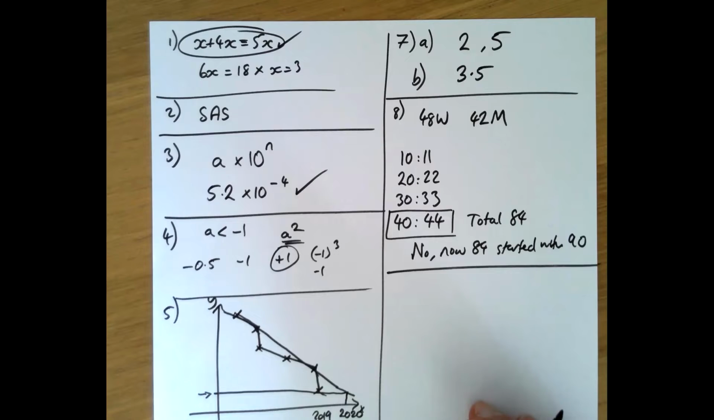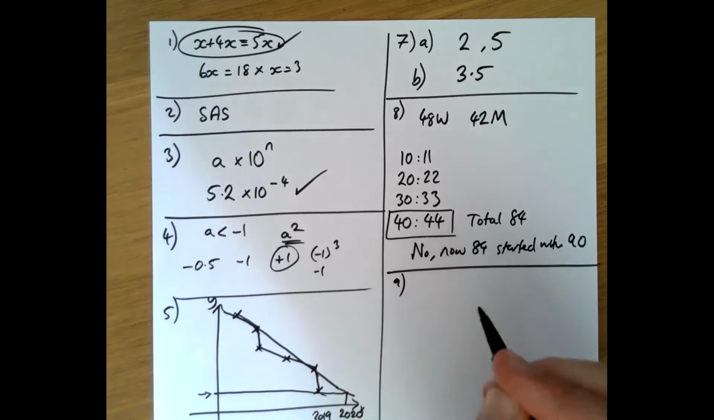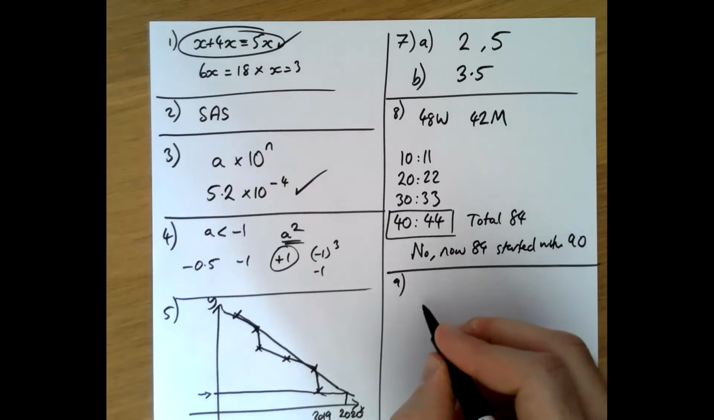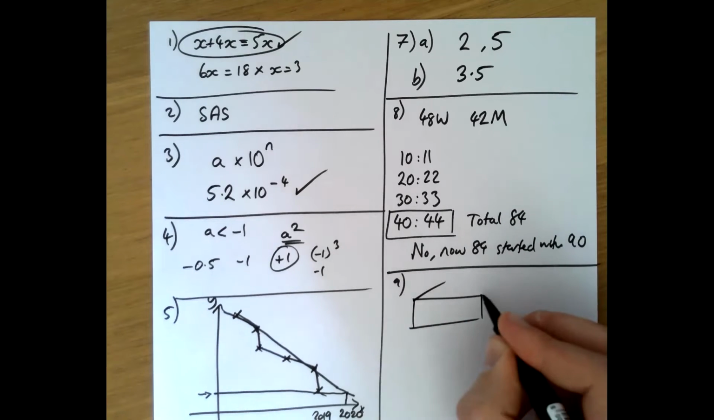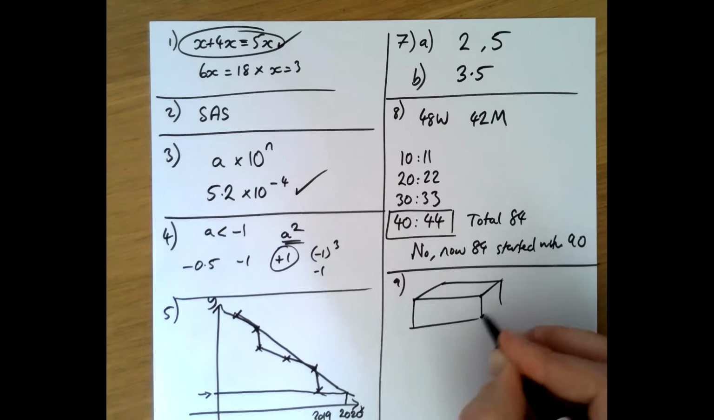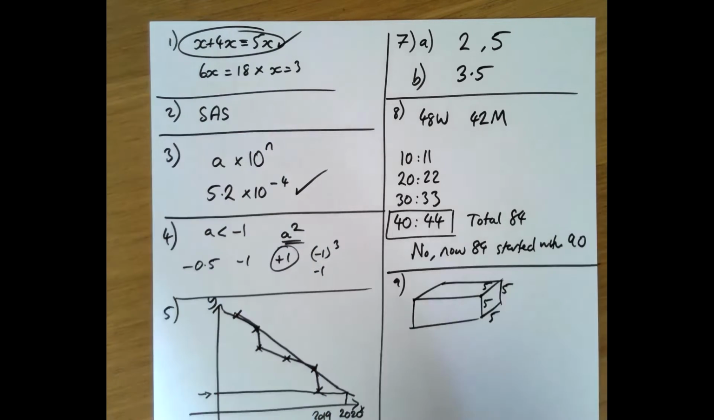Right, 9. Here's a cuboid. Assume that the total surface area of the cuboid is 200. Work out the volume. So we need to work out what y is. So let's just see if I can sketch this out just to help me. So we've got our cuboid a bit like so. That's 5, that's 5. So let's just put some missing lengths on.